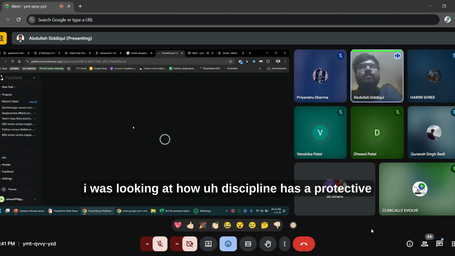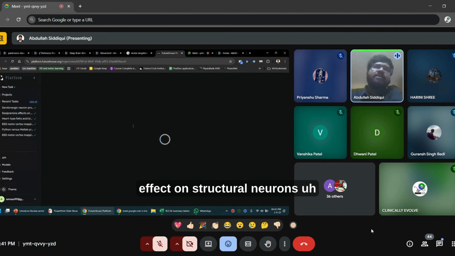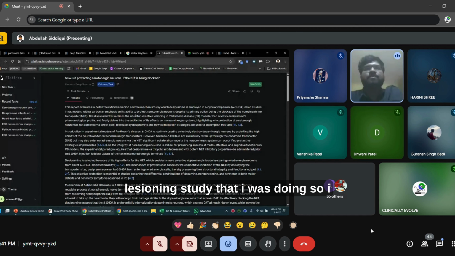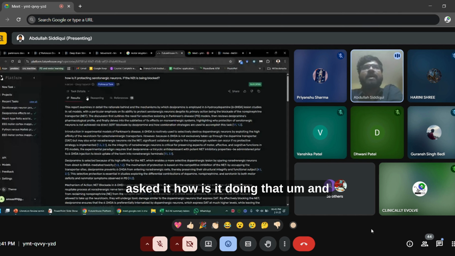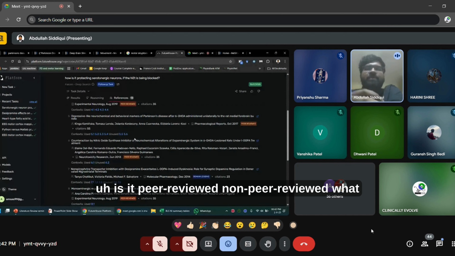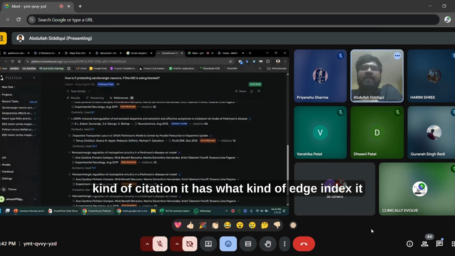I was looking at how dopamine has a protective effect on serotonergic neurons when given during a lesioning study that I was doing. So I asked it, how is it doing that? And it gives me a list of references, what it used, what it didn't use. Is it peer reviewed, non peer reviewed? What kind of citations it has? What kind of H index it has?